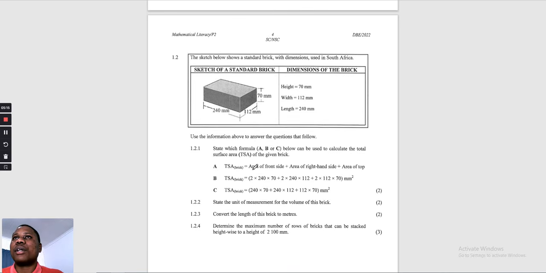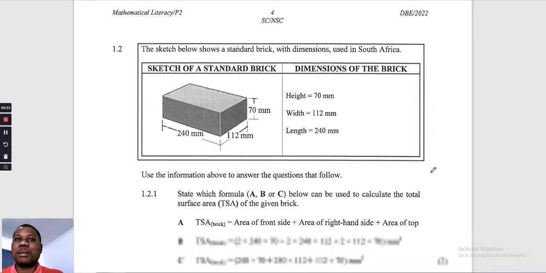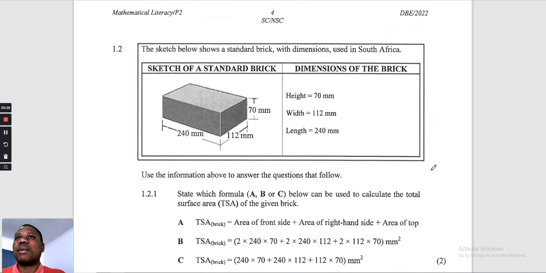Right, 1.2. Let me try to increase my screen in case people won't be able to see it clearly. Okay, 1.2, let me go up again. The sketch below shows a standard brick with dimensions used in South Africa. Height, width, length: 70 millimeters, 112 millimeters, 240 millimeters. They're saying use the information above to answer the questions that follow. So already we can see that we are given a 3D shape here.